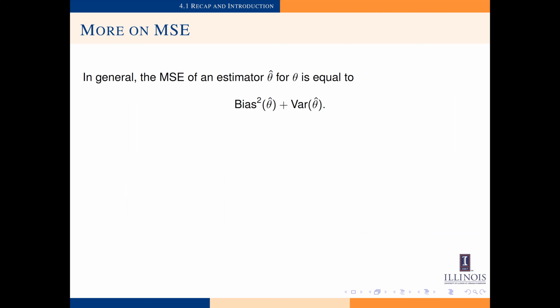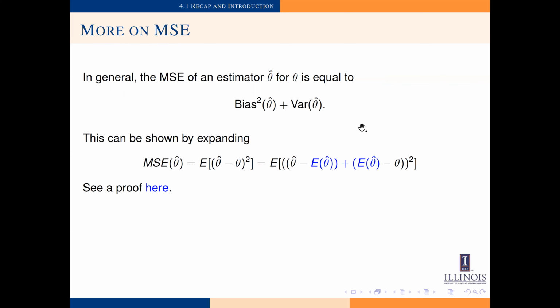In general, here's another fact about MSEs. The MSE of an arbitrary estimator theta hat for a true parameter that we're interested in estimating, theta, is equal to the bias of theta hat squared plus the variance of theta hat. This is known as the bias variance decomposition of the MSE. And the bias of theta hat, given over here without the square, is just what we have learned earlier, which is the expectation of theta hat minus its true value theta.